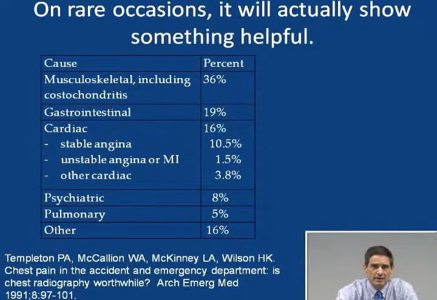An investigator named Templeton found that about 23% of plain films obtained on patients with chest pain in the emergency room had an abnormality that influenced therapy. That's probably generous in my own experience, but he found 23%.